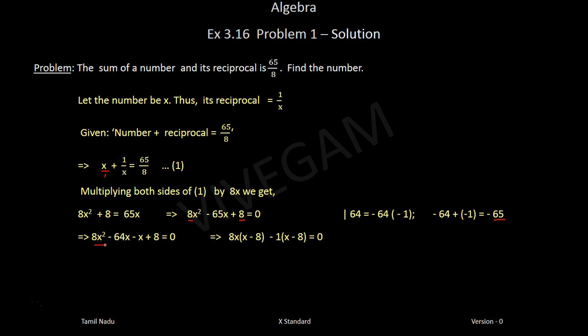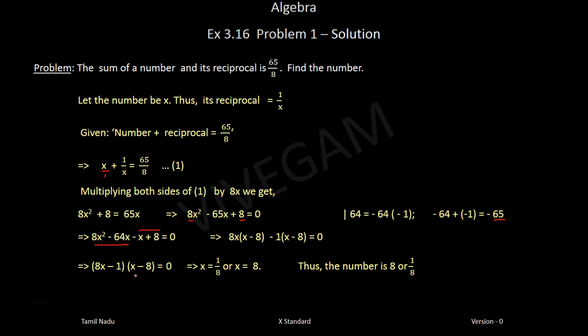Now, you can take 8x commonly out from the first two terms, and you can take minus 1 commonly out from the last two. So, when you take 8x commonly out, you will get x minus 8, and when you take minus 1 commonly out, you will get x minus 8. x minus 8 can be taken commonly out, so you will be left with 8x minus 1. So, this will become 8x minus 1 into x minus 8 equal to 0.